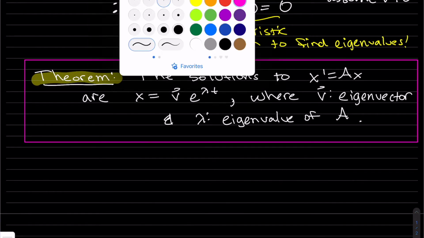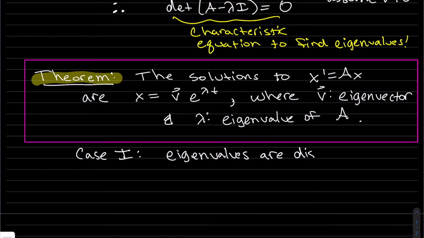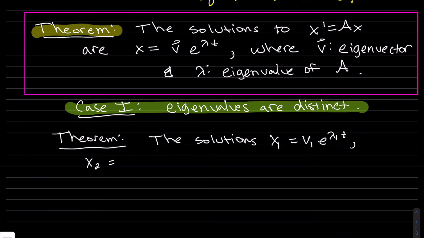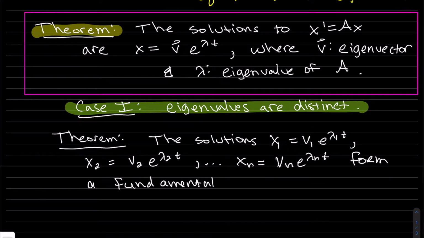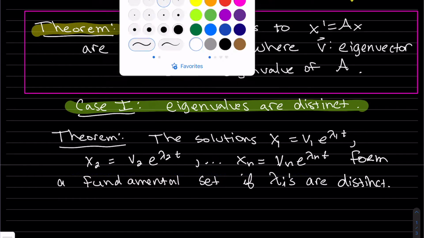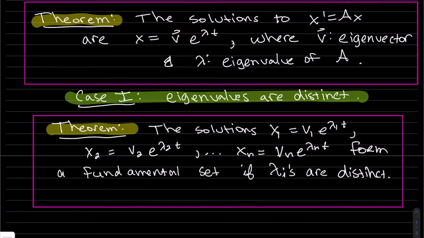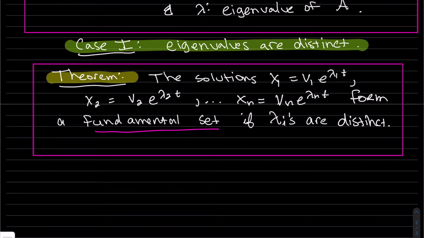There are different cases to this. The eigenvalues are distinct. They're different. If all of the lambdas, the eigenvalues, are distinct, then these are going to form independent solutions, which means they'll form a fundamental set. I can prove that, but it's just a one-step proof, and I think that's clear. Let's look at an example.